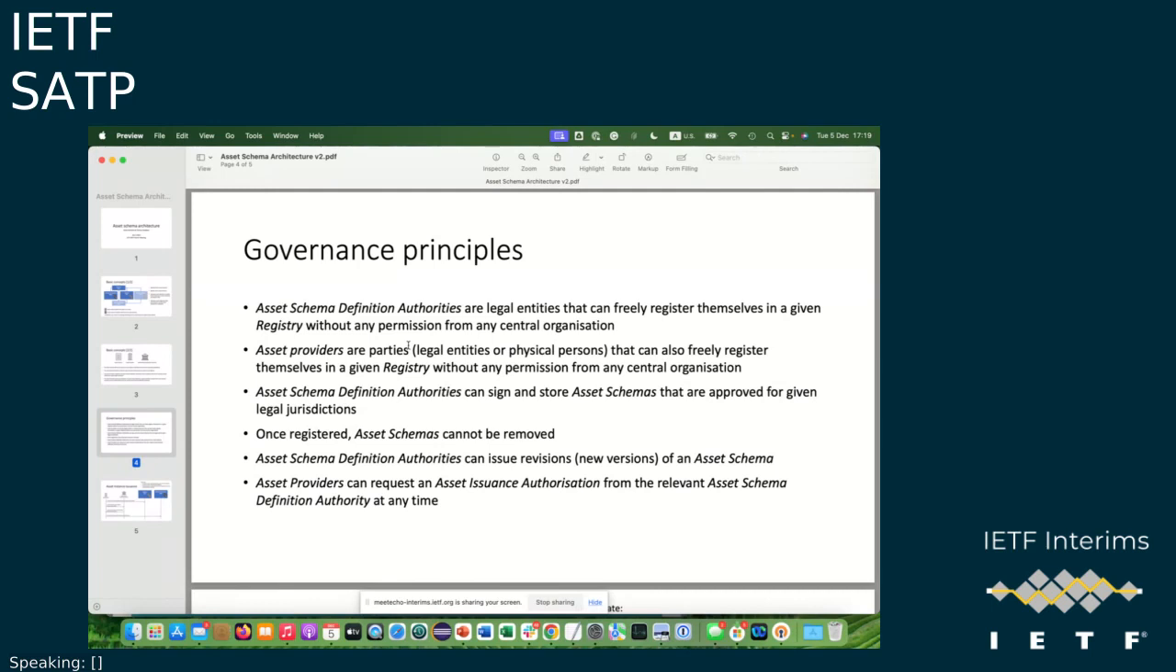So all of that is going to be shared in the mailing list, and we are looking forward to issuing an RFC soon that captures all these concepts, both in terms of the asset schema definition and the asset schema architecture.